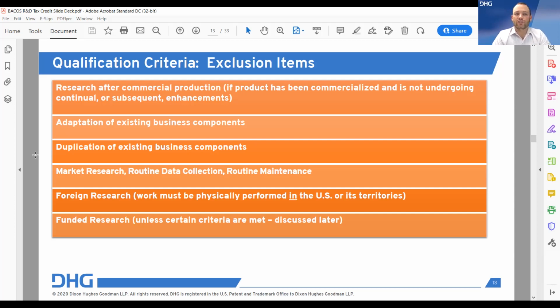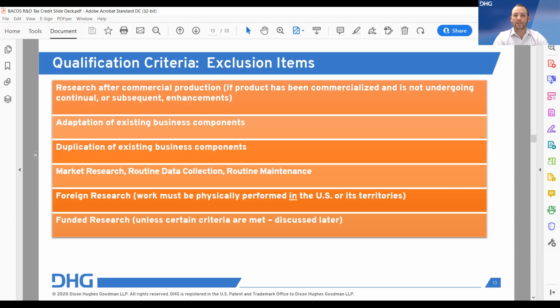First one is research after commercial production. So this does not mean that once you issue a new software, a new product to the marketplace, that there can't be any more R&D. What it is saying is once you've reached that point of commercial production or commercial viability, then in theory, the R&D is done, at least for what's out there, because now customers can use it and it becomes more of an item of maintenance and operations.